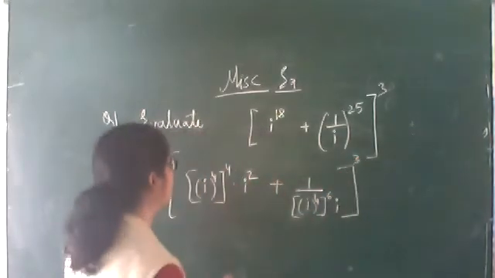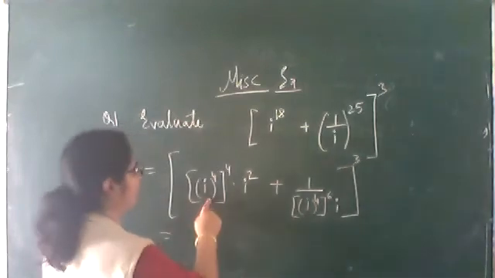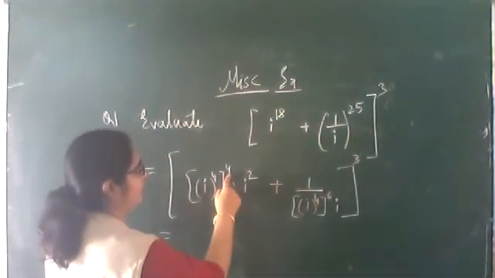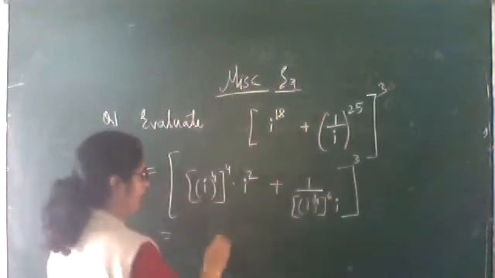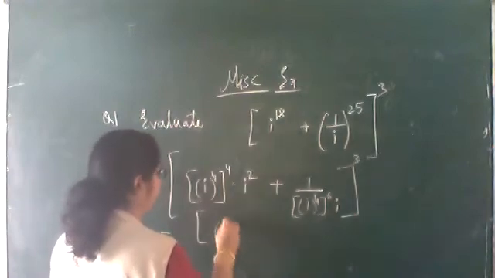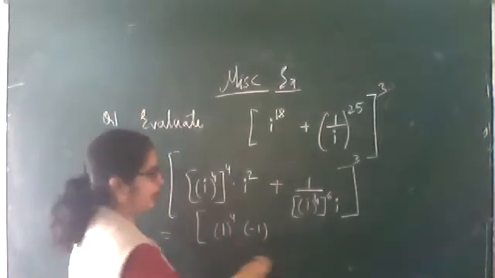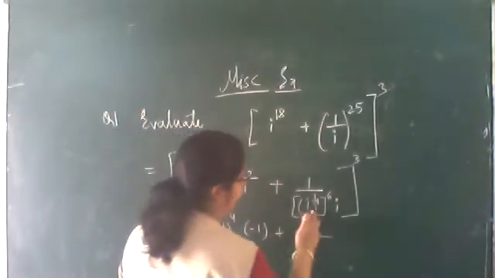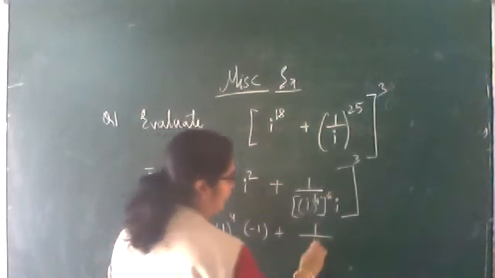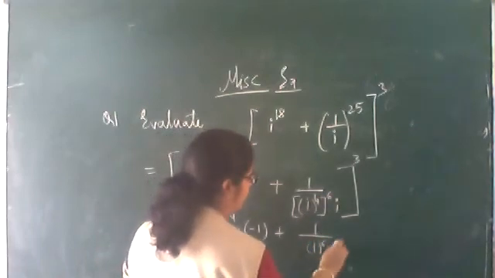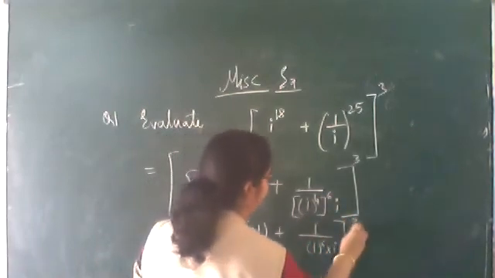So first you solve this. You know i to the power of 4 is 1. 1 to the power of 4 will be 1 only. Write down: 1 to the power of 4 into i square, which is minus 1, plus 1 upon 1 to the power of 6 into i, whole cube.